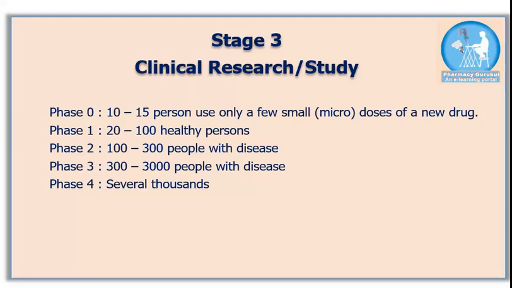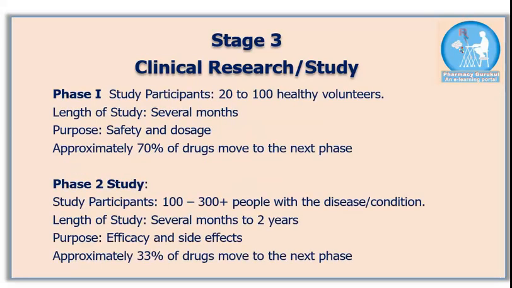There are basically three phases of clinical trials which determine if the new drug is safe for human use. In addition, phase 0 is added, where 10 to 15 people are picked and given a subtherapeutic dose or microdoses. The phase 1 clinical trial tests the safety, side effects, and best dose. In phase 1 trials, the number of participants is around 20 to 100 healthy volunteers. The length of a phase 1 study is about several months. Approximately 70% of drugs move to the next phase.